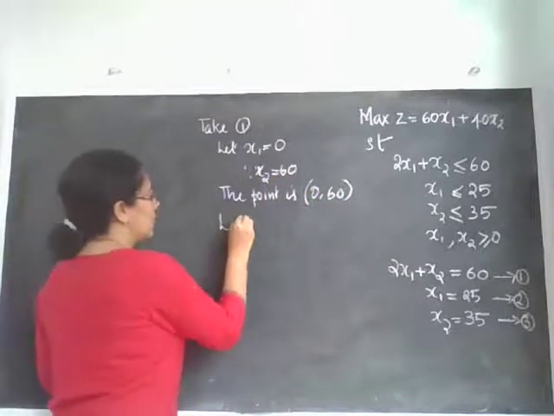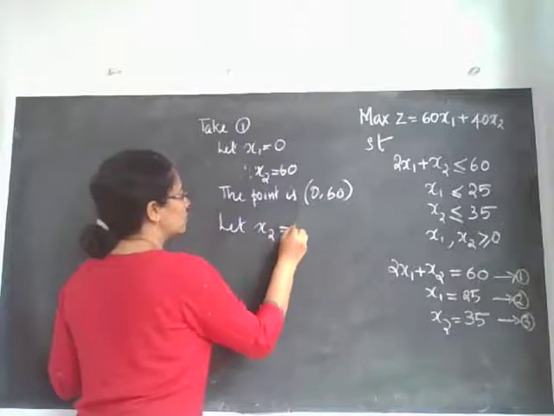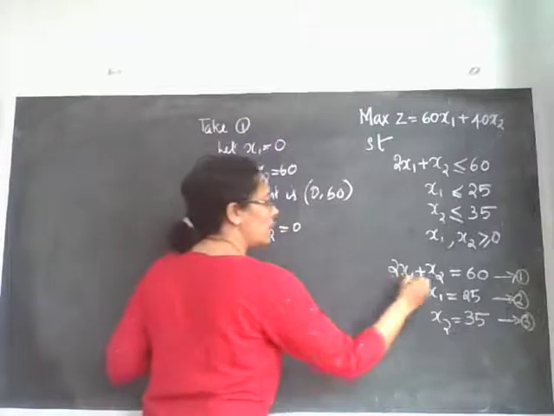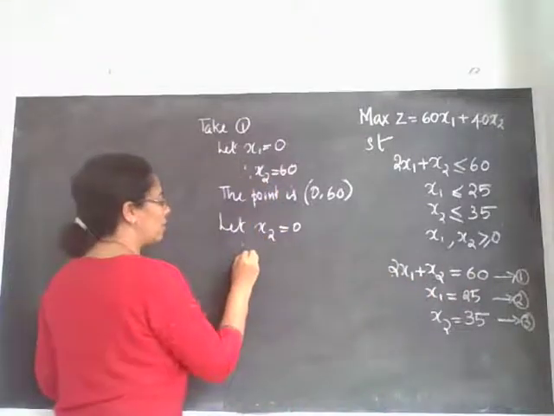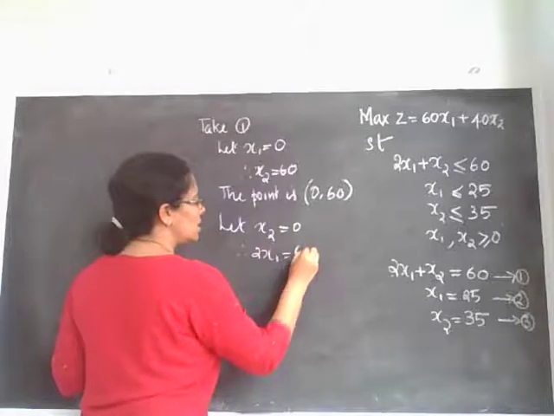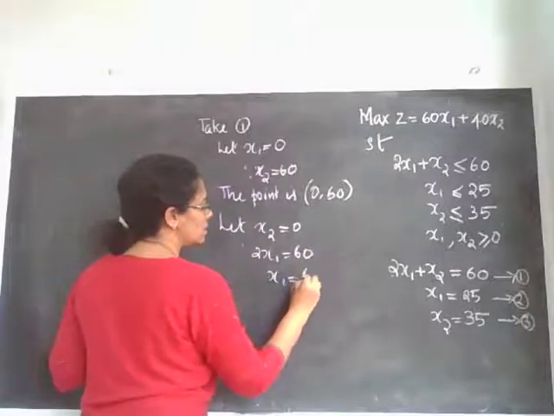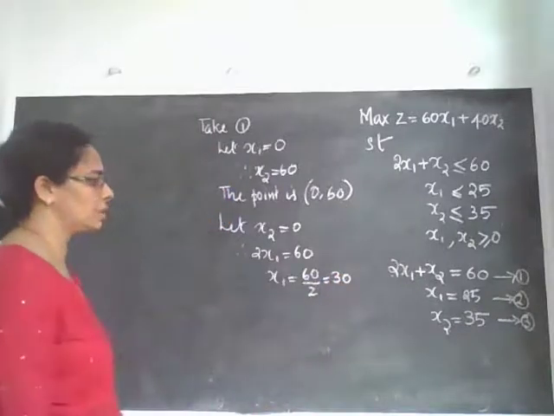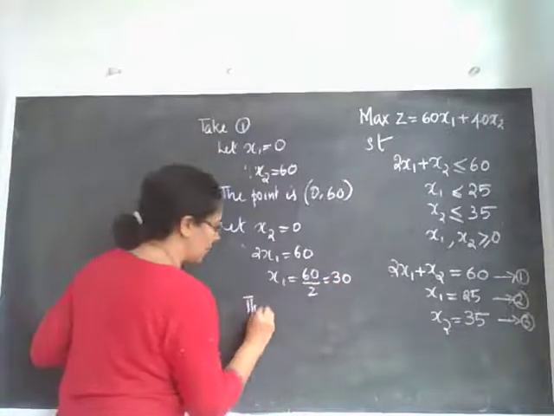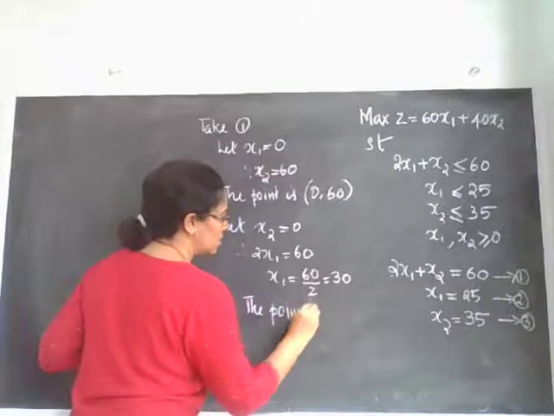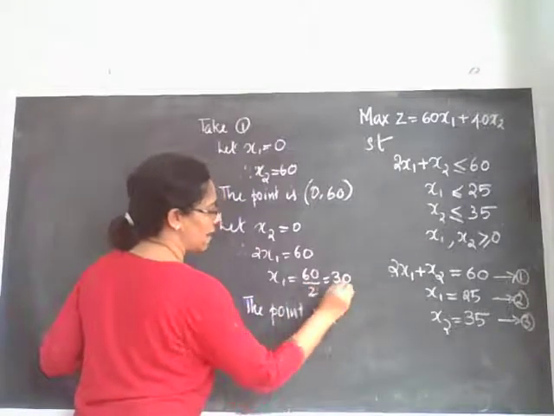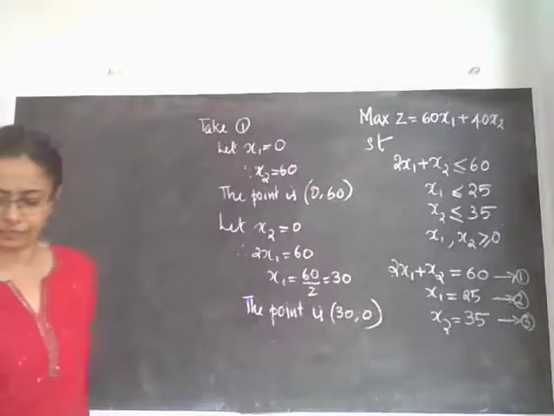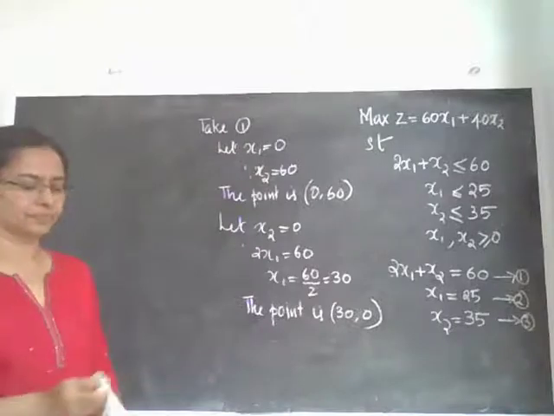Now let x2 equal to 0. Then 2x1 equal to 60, therefore x1 equal to 60 divided by 2, which is equal to 30. So the point is x1 equal to 30, x2 equal to 0, so 30, 0.